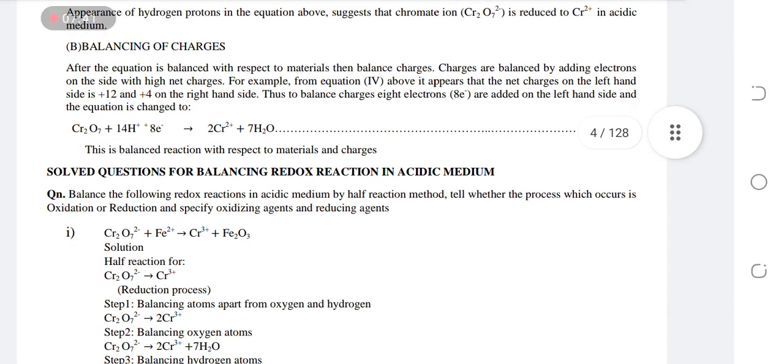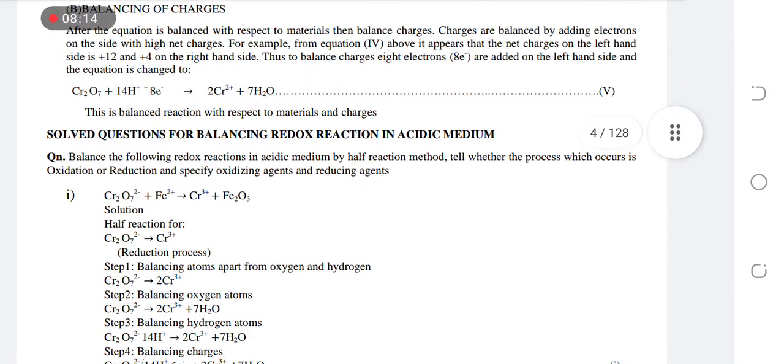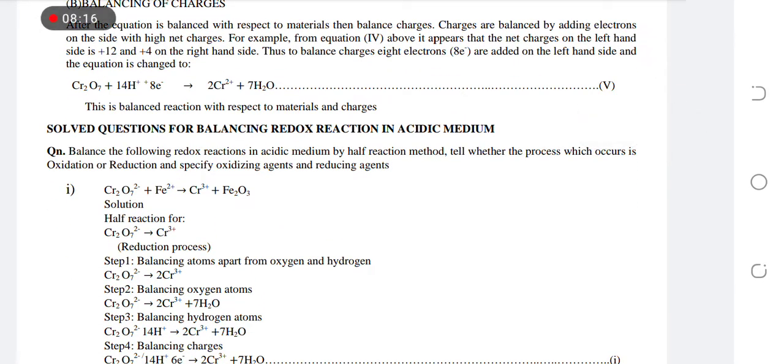Balancing of charges. After the equation is balanced with respect to materials, then balance charges. Charges are balanced by adding electrons on the side with high net charge. For example, from equation 4 above, it appears that the net charge on the left hand side is 12 positive and 4 on the right hand side. Thus, to balance charges, 8 electrons are added to the left hand side and the equation changes. As you see in this equation 4 and below, how it appears there, it's how to balance charges.